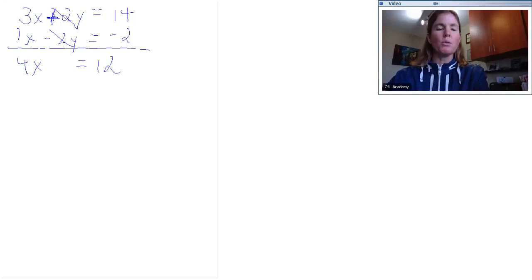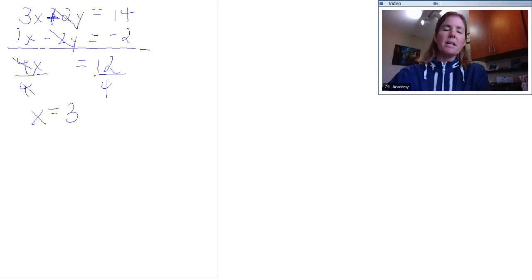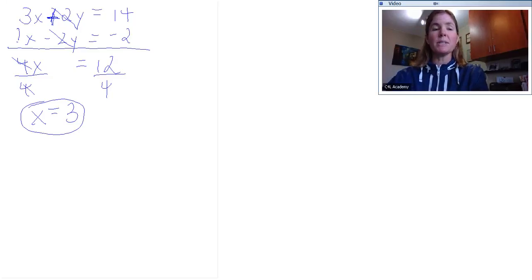So 4 times x, the opposite is divide both sides by 4. And x equals 3. Now, you're actually not done here. The x value is 3, but what you also need to find out is the y. Now, what you did in combining these two problems and eliminating the y, this x equals 3 should give you an option for either the y value in the top equation or the bottom equation.